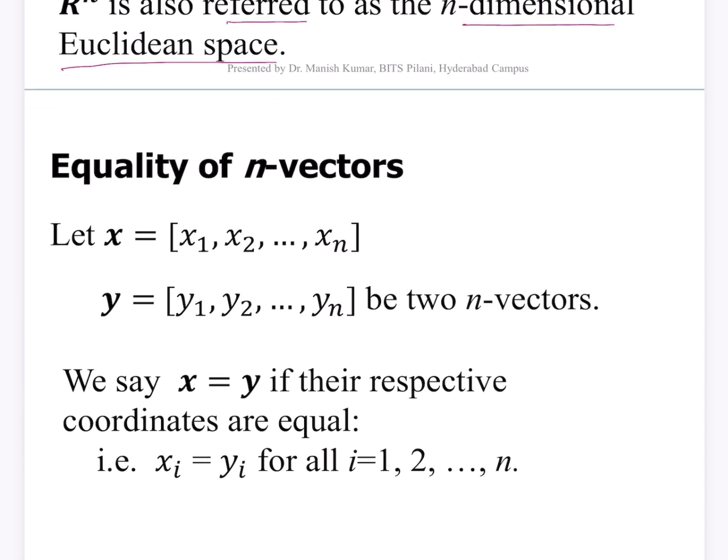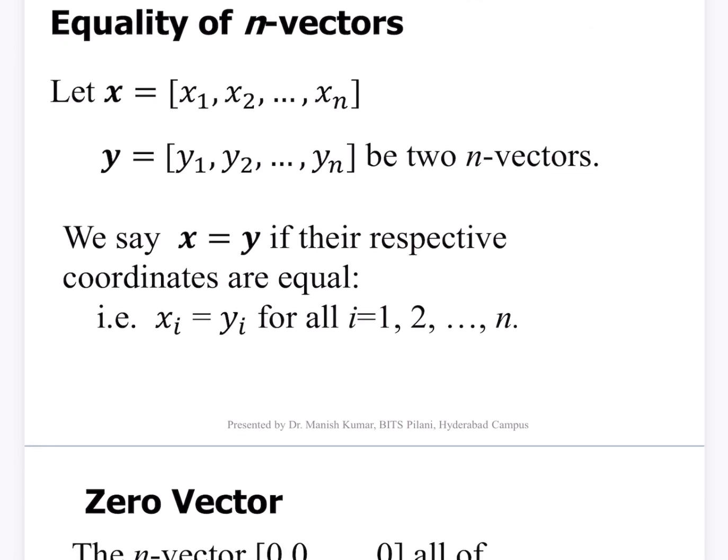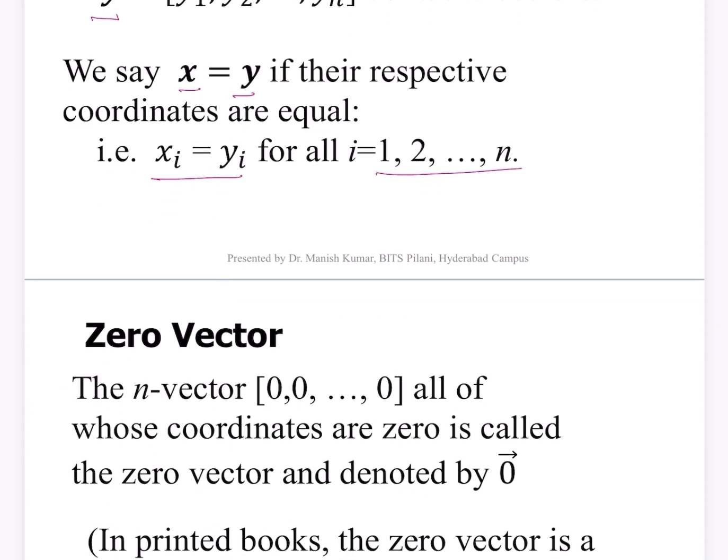Now, equality of n vectors. We say two vectors are equal if their components are equal. Each component is equal: x1 equals y1, x2 equals y2, xn equals yn. Then we say the two vectors are equal, that is, xi equals yi for all i equal to 1 to n.